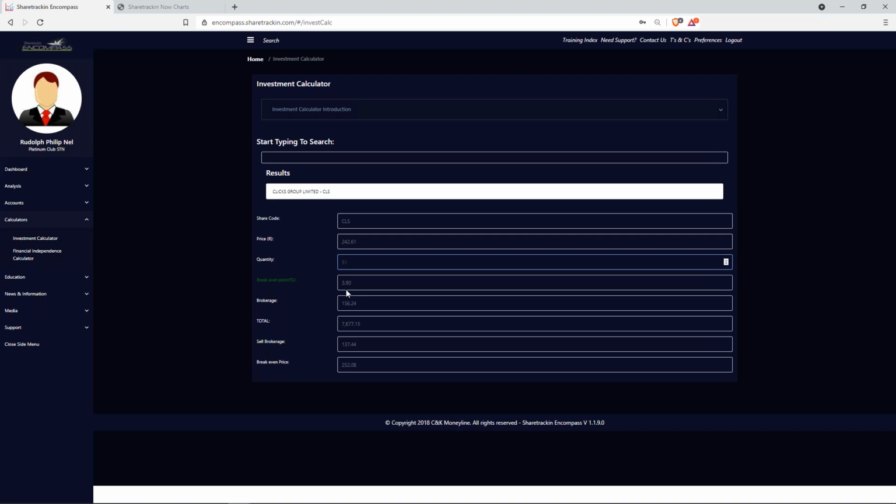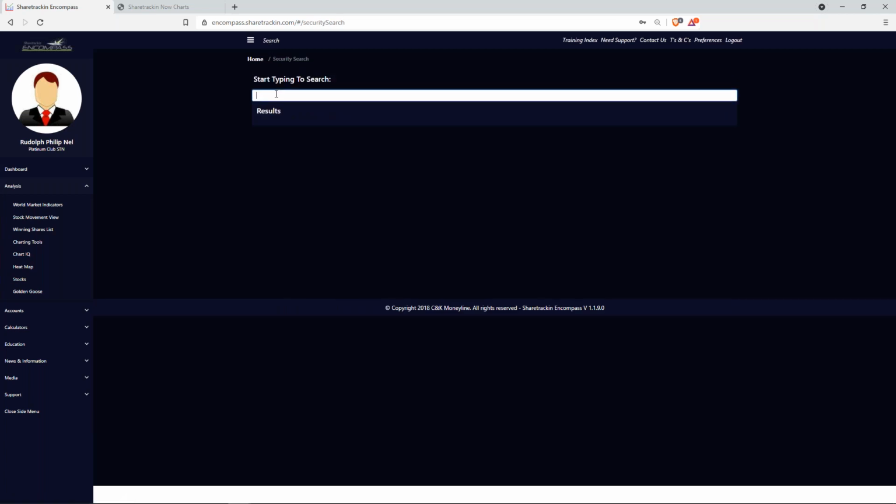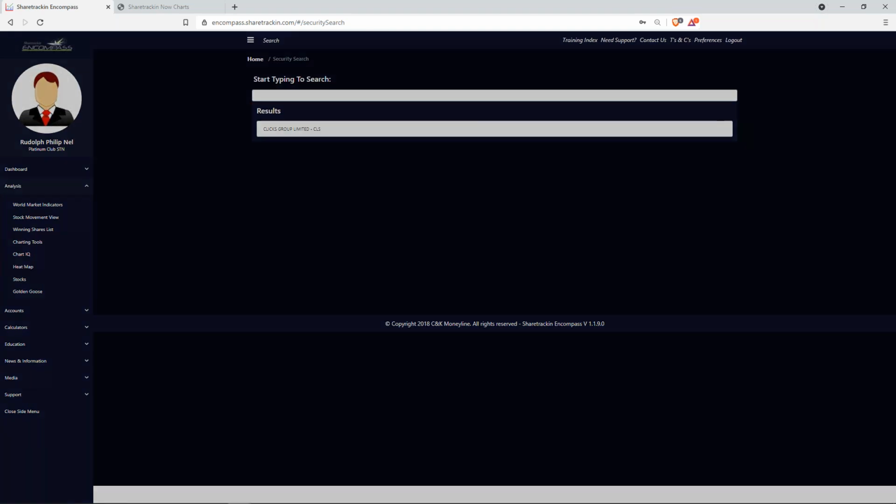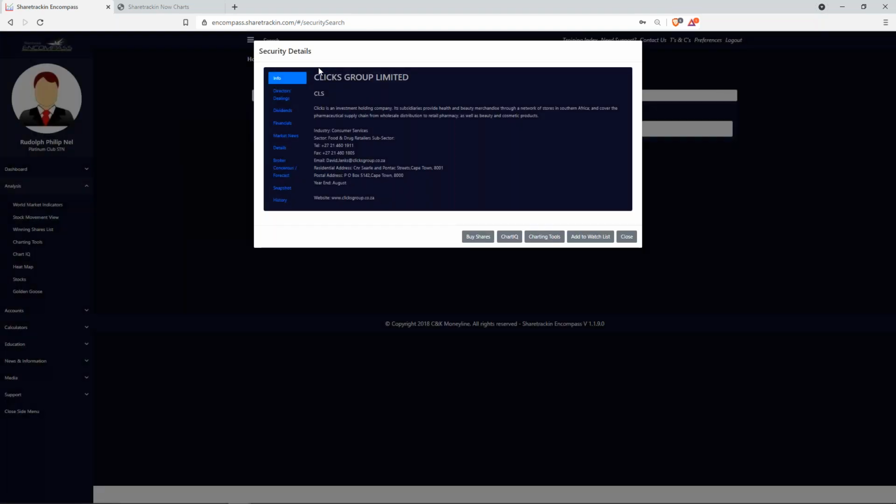Okay. So now that we've worked out how many shares we need, we can go over and buy the shares. Now, how do we do that? We can either go back to the stocks page, so I can go to analysis, go to stocks, do the filtering again, and then click on the share and then say buy shares. Okay. Or what I can do is go to the top, click on search and type in the code. So CLS, and then I can just click on the share and it will give me my security details once again. All right, the same as what would have happened when I went to the stocks page.